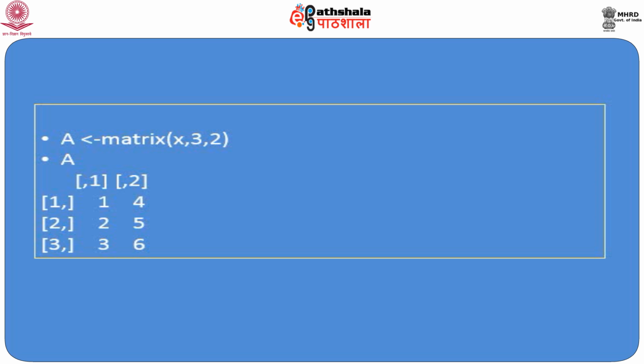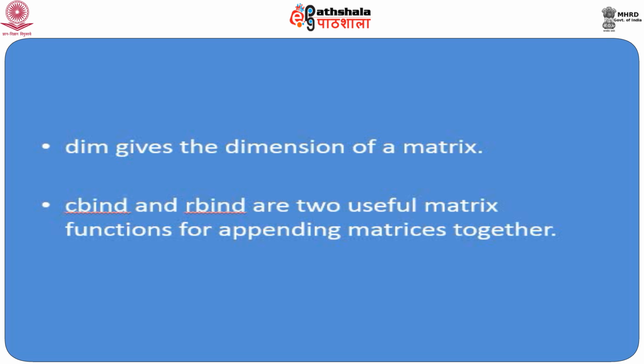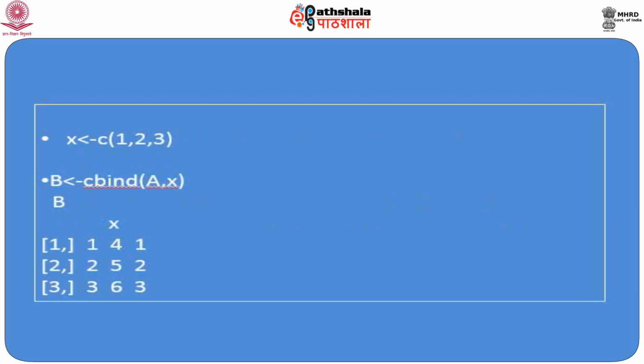Now as we know, dim gives the dimension of a matrix, and cbind and rbind are two useful matrix functions for appending matrices together. Now what we are doing is we are trying to attach one more column to the A matrix. We can do this because the vector x that we are trying to tag along is of length 3, which equals the column length of A, and we are constructing the B matrix by using the column bind function. So now our B is a 3 cross 3 matrix.